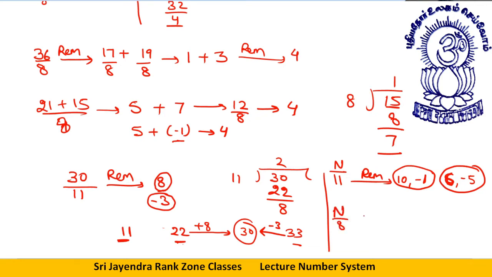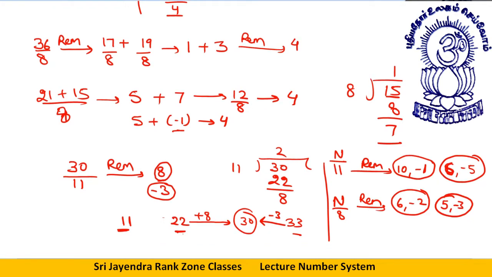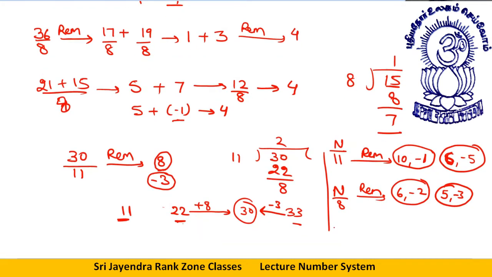I am dividing a number by 8 and then I say that the remainder is 6. Then I can also say the remainder is minus 2. If I say that the remainder is 5, then I can also say the remainder is minus 3. Okay, dear students. Again, let's take one more example.